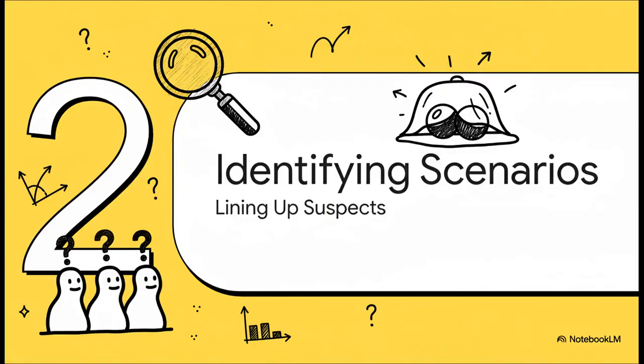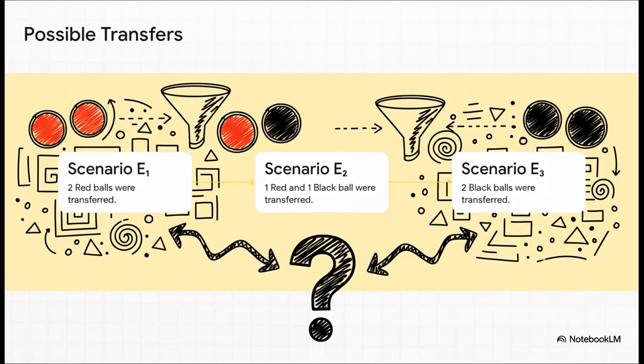So, before we can even think about solving this thing, we have to do what any good detective would do. We have to line up all the potential suspects. What could have possibly happened during that secret transfer? We need to list out every single possibility. And when you break it down, there are really only 3 ways this could have gone. Let's call them our main scenarios.